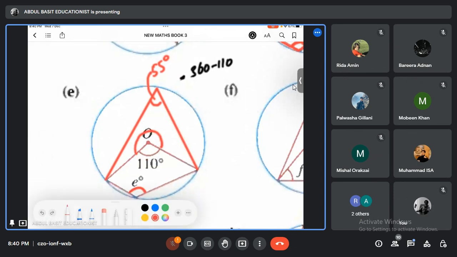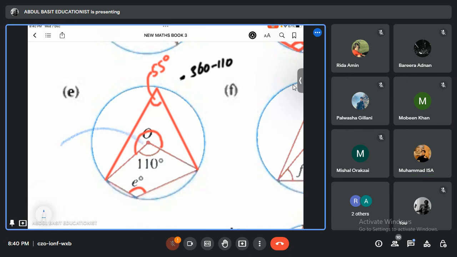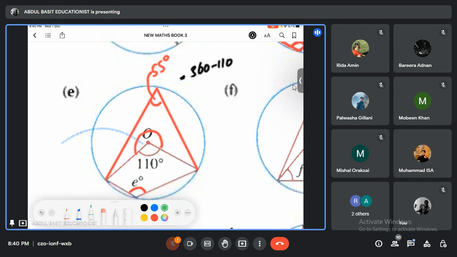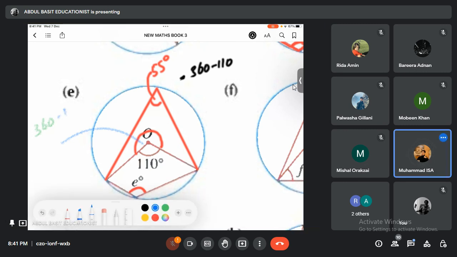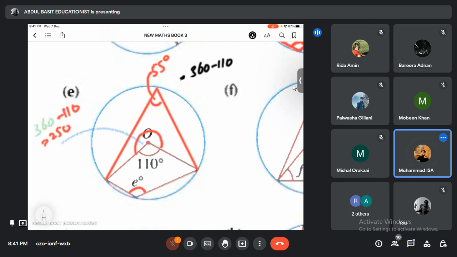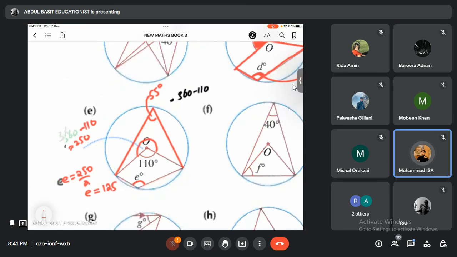So that angle would be what? No, not 125, it is 360 minus 110. 360 minus 110 is 250, divided by 2. Very good. 125. So E is equal to 250 divided by 2. Now did Isa and Bareera both understand? Yes sir, understood. Good job.